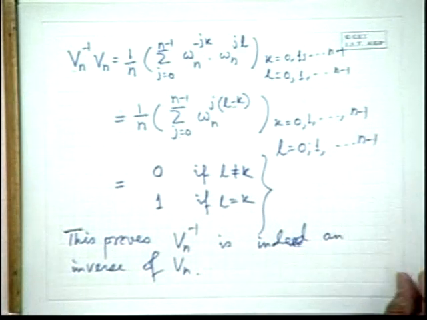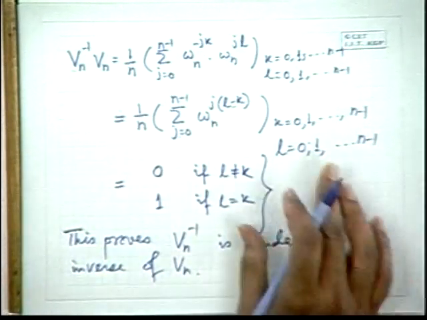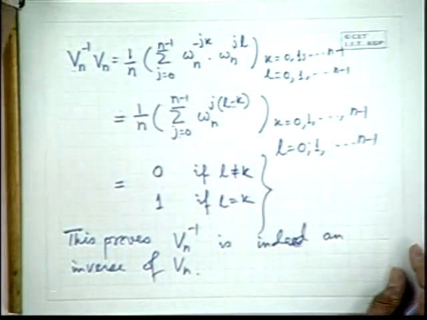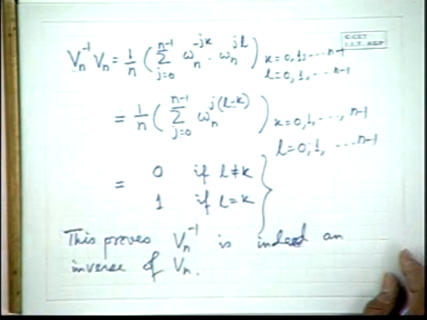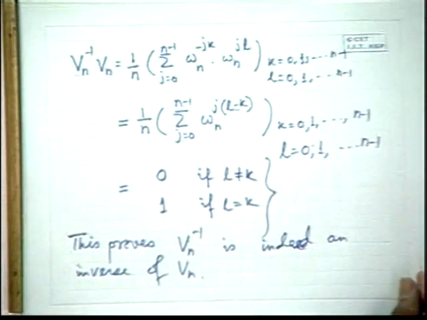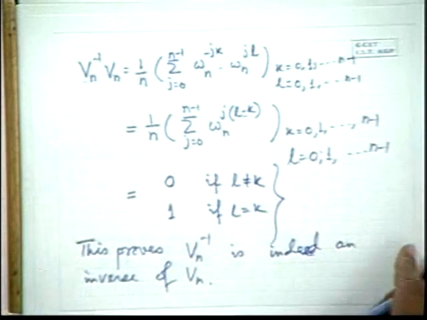Okay. So this we know now, the inverse of Vn looks exactly like this, very similar to Vn except for a sign change. Now that will tell us that somehow we can use the FFT algorithm almost similarly, with some modifications in the FFT, to get the inverse.